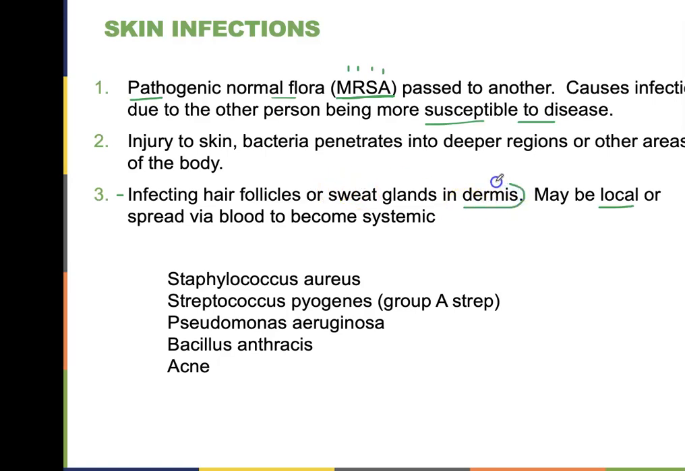Or, because we're talking about the dermis, and we have a blood supply there, when it gets into the dermis or the hair or sweat glands, it can spread to the blood. And this is true for anything that goes into the dermis, because the dermis has the blood supply. So those deeper infections are the ones you want to worry about, because they could possibly pass into the bloodstream. So we're going to be talking about these: Staphylococcus aureus infections, Streptococcus pyogenes, Pseudomonas, and Bacillus anthracis, and then of course we have acne.